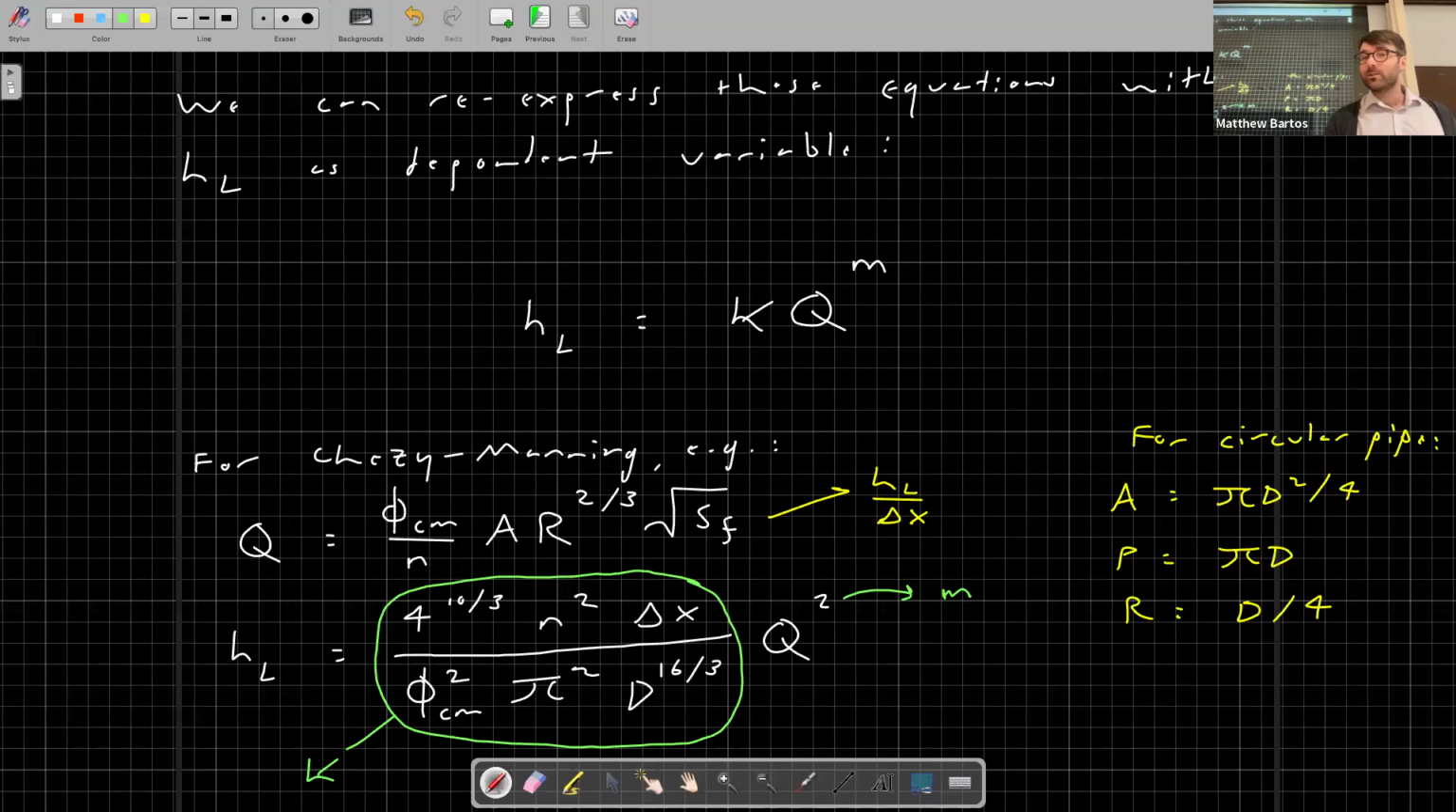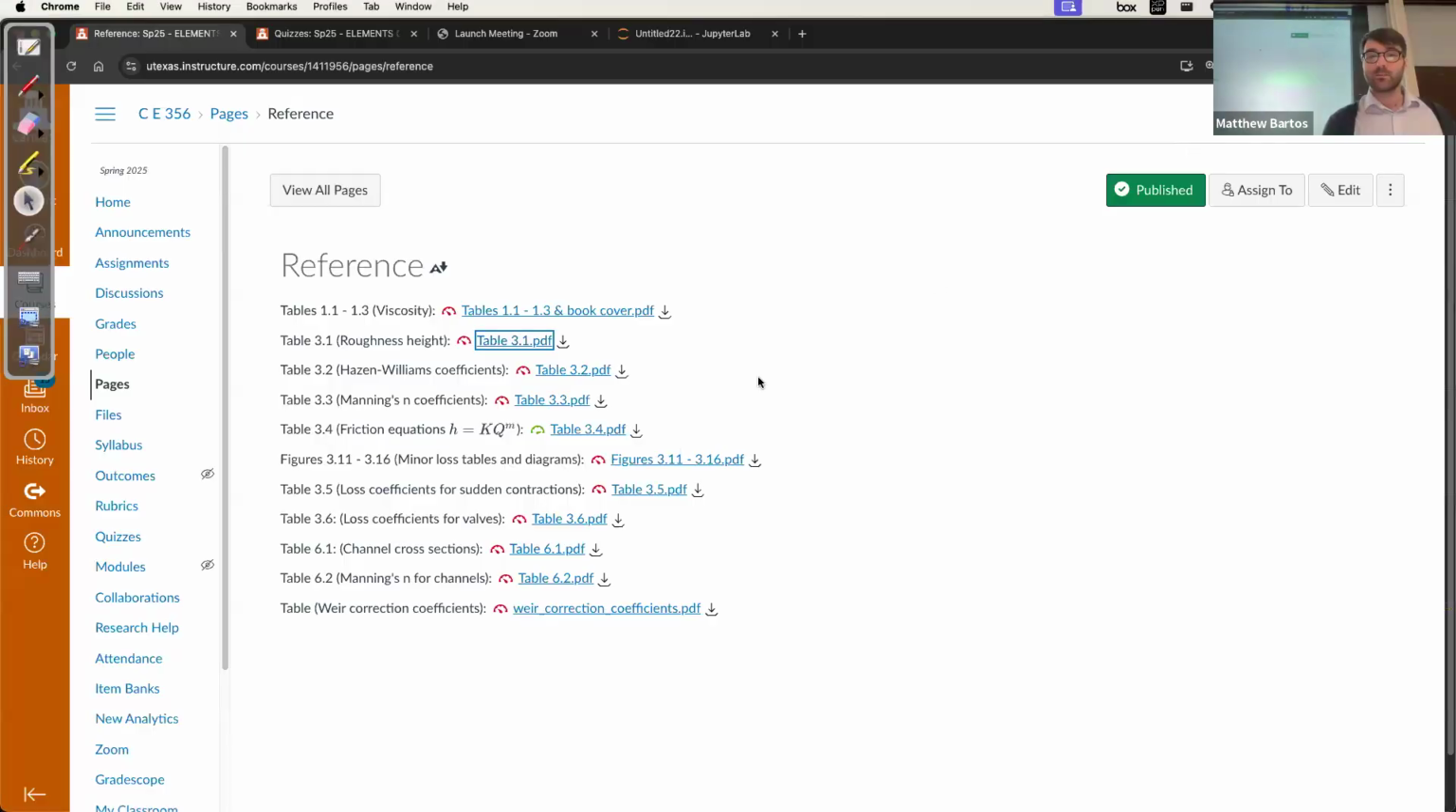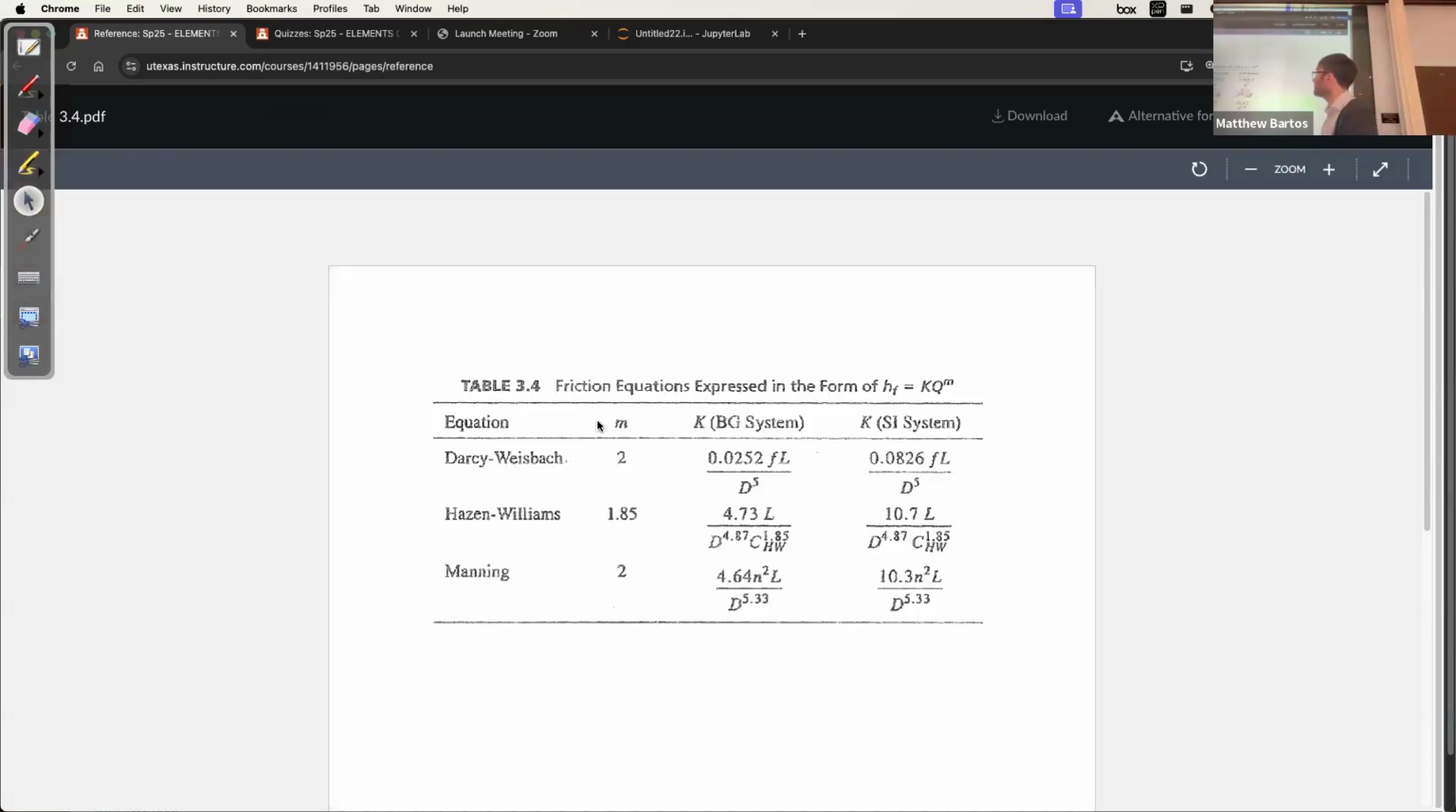Let me go ahead and show you what that looks like. If we do that for each of our empirical equations, we have this nice table of all of our different friction equations, expressed in the form frictional head losses are equal to K times Q to the M, as in Mountain, power. For Darcy-Weisbach, M is 2. For Hazen-Williams, it's 1.85. For Chezy-Manning, it's 2. Then this specifies our K coefficient for US units on the left and SI units on the right. So this can be a convenient way of expressing these frictional head loss equations.